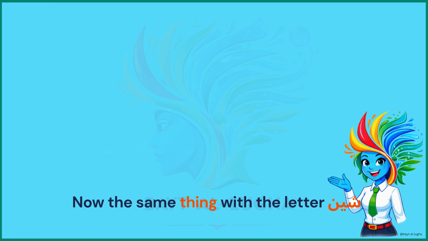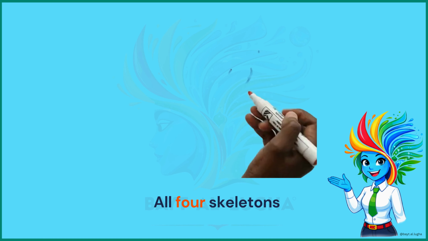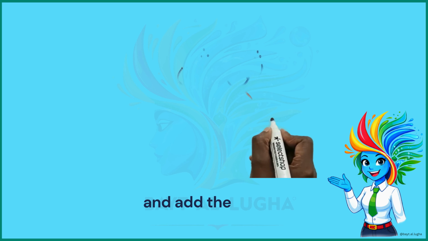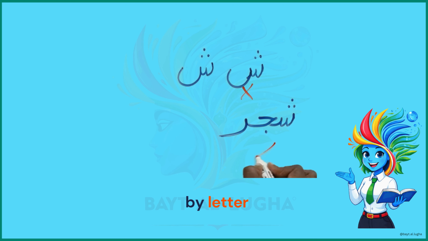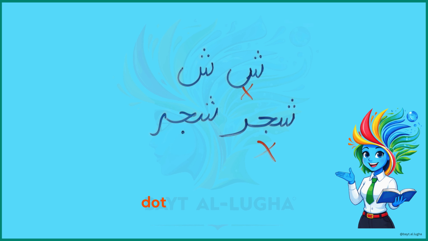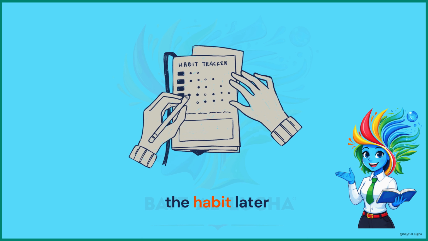Now the same thing with the letter shin. Skeleton first, all 4 skeletons. Then go back and add the triangle. Do not write dots by letter. Arabic hands write skeletons in runs and dot them afterwards. And training that now saves you rewriting the habit later.